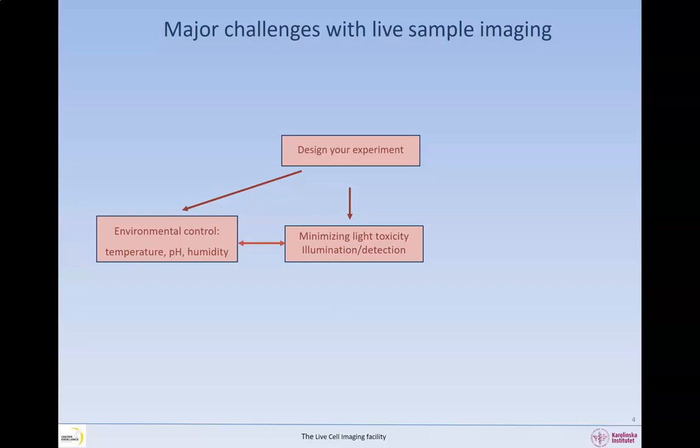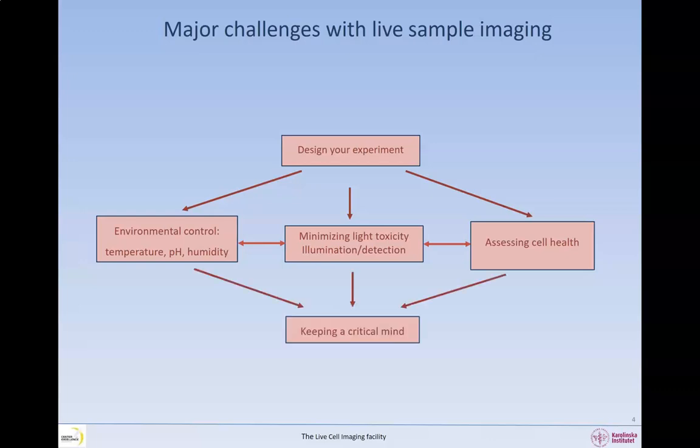Another important aspect of lifestyle imaging experiments is to establish a reliable procedure to assess the health of the cells you are imaging during and after imaging. And even after you have checked all these factors, you should keep a critical mind when analyzing and interpreting your results. There will be circumstances when you will have to go back to square one, redesign your experiment and image analysis strategy, and make some compromises. So let's start with the experimental design.